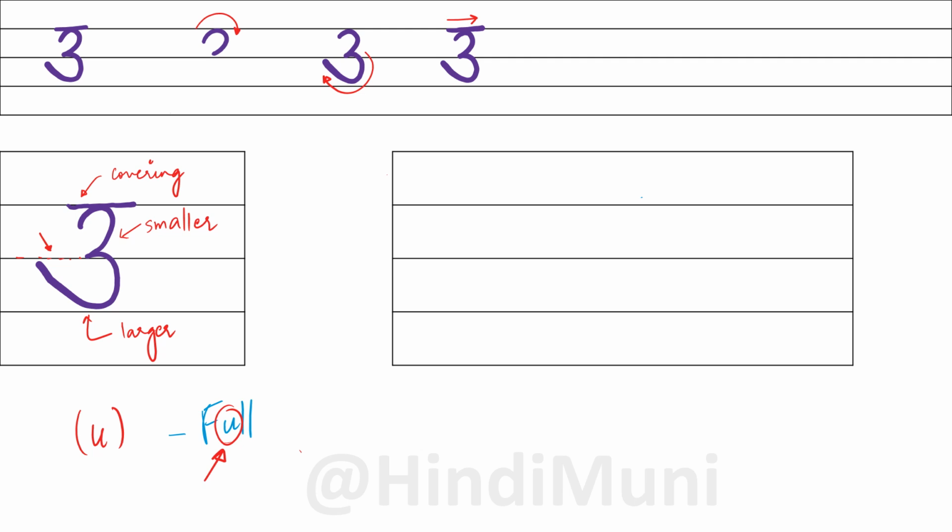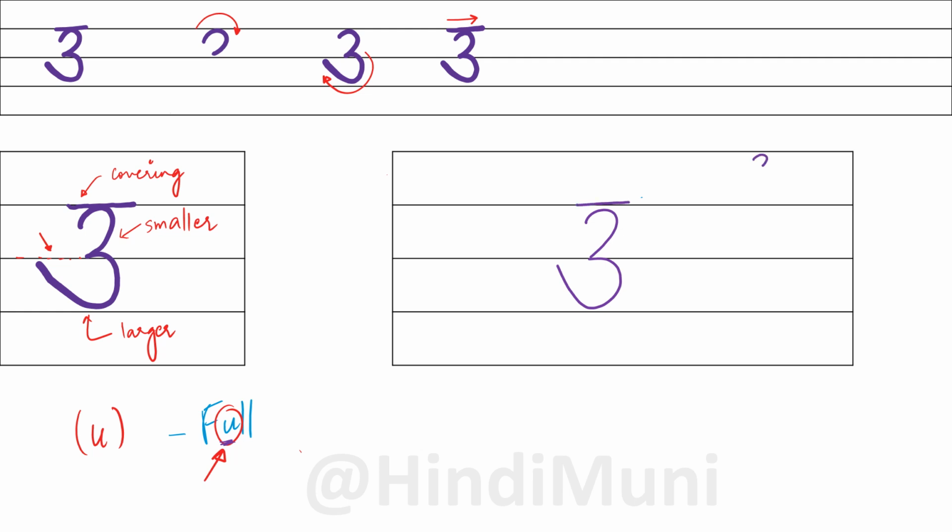It is like in the word full. If you say full, there would be a slight u sound. And the way to write it is, you make a smaller semicircle, then you make a larger semicircle, and then you put a line over it.